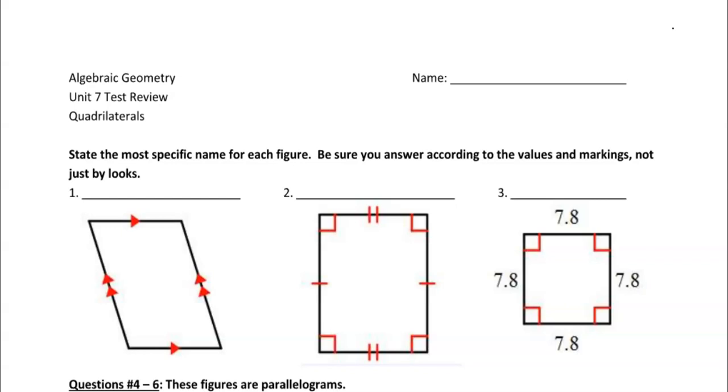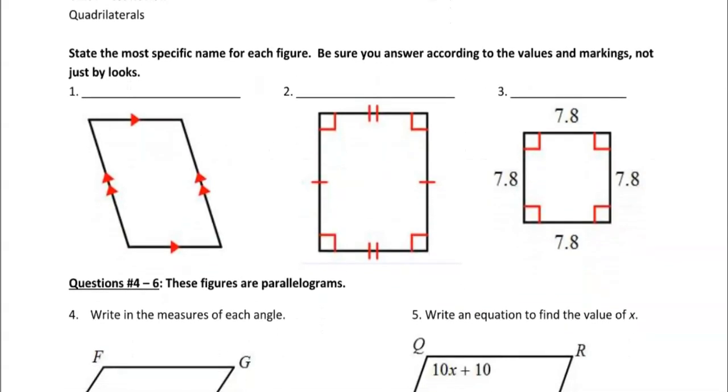All right, review for the Chapter 7 test. It says, for 1 through 3, state the most specific name for each figure. Be sure you answer according to the values and markings, not just by looks. So when it says most specific name, they're all quadrilaterals, all right? But we're hoping for a more specific name based on what information we're given.